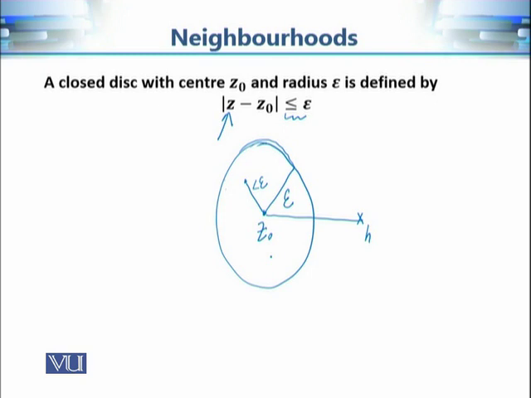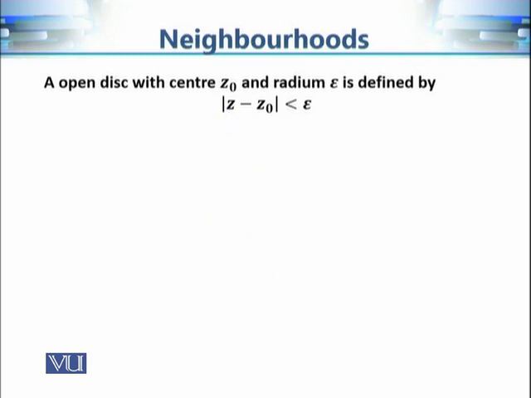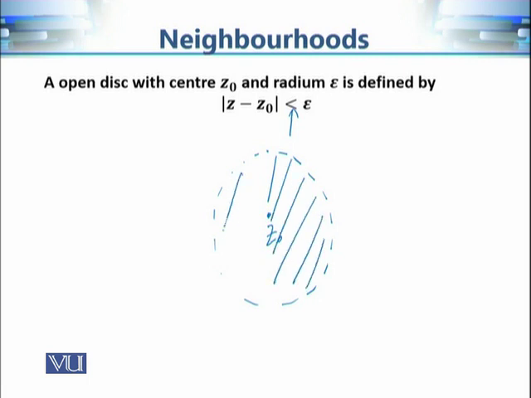Similarly, on the same lines, we can define an open disk. An open disk is the set of all points whose distance from z0 is strictly less than epsilon. Observe that there is no equality in this case. So the points on the circle of radius epsilon and center z0 will not be included, but every other point inside this circle will be included. So this is our open disk. As we can observe, the boundary is not included, and that's why we call it an open disk.